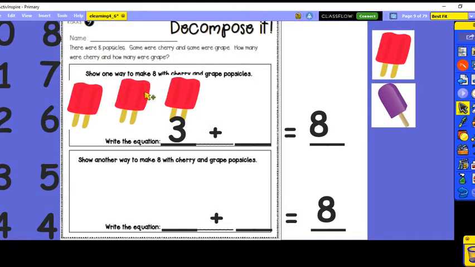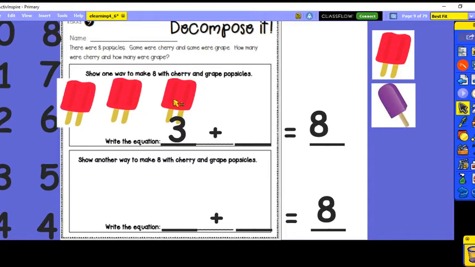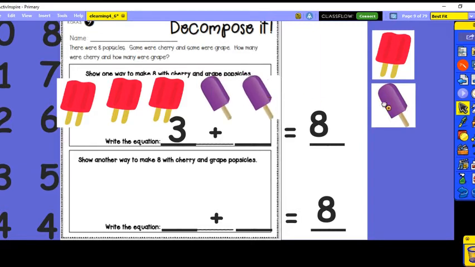3 is our numeral. What if I have 3 cherry popsicles? How many more popsicles to get to 8? So let's start at 3 and we'll count up. 3, 4, 5, 6, 7. I'm going to have to go up here a little bit. 7, 8. Okay, so let's see.